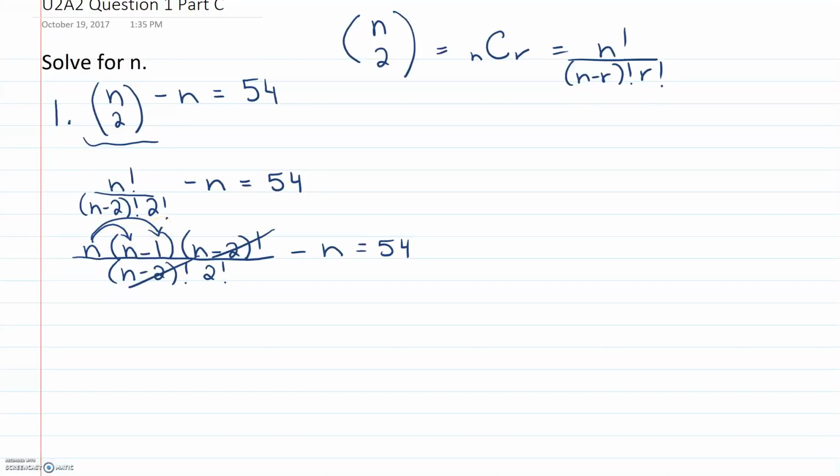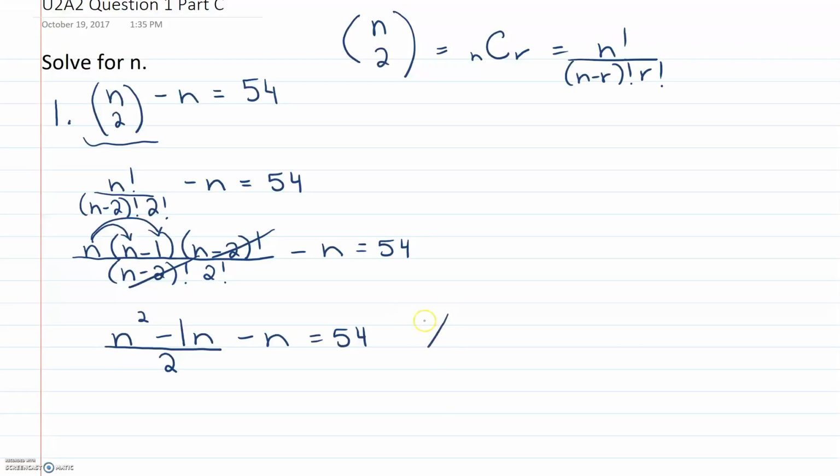There's actually two multiplications. n times n is n squared, and n times negative 1 is negative 1n. So don't forget that this part only is over 2, because 2 factorial is 2 times 1, and 2 times 1 is equal to 2.